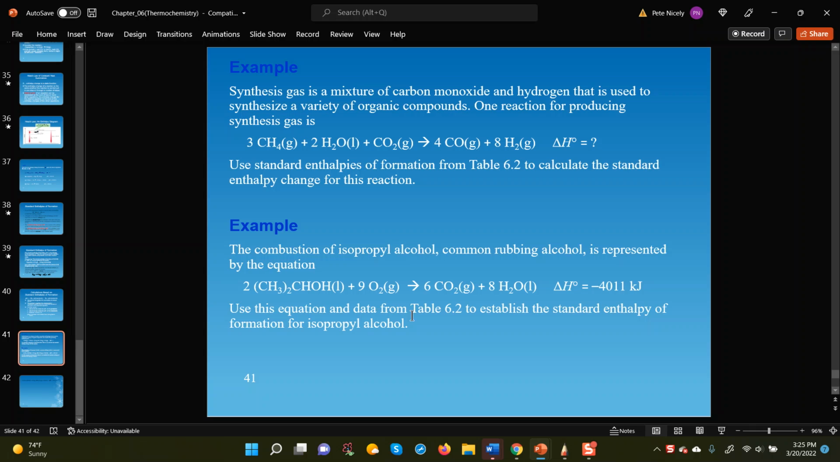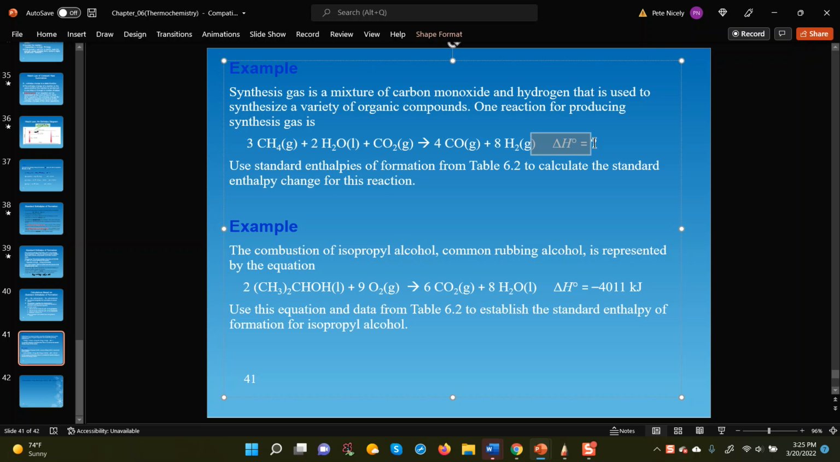So it says use this equation, and using the same table that we used in the previous problem, we need to determine the standard enthalpy of formation of isopropyl alcohol. So it's pretty much the same thing as what we did before. The only difference is that in the previous example, we were asked to determine the enthalpy of the reaction under standard conditions. Here, they gave us the enthalpy of reaction under standard conditions. But in this case, they're asking us to determine the enthalpy of formation of this. Whereas in the previous case, they gave us the enthalpy of formation of all the substances involved in the reaction. So it's the same concept, but of course, they're asking for something different, all right?